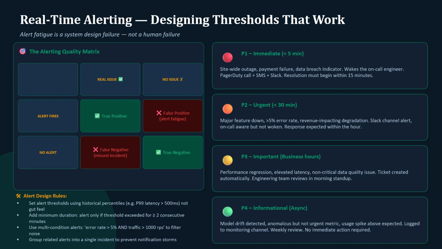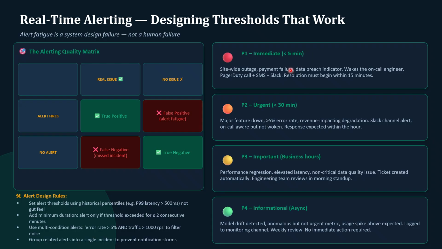Like the alerting quality matrix, which is in the left frame, this is a decision problem with 4 outcomes. You have to maximize the true positives, so the real issues will be caught. And we have to minimize the false positives, the non-issues that generate alerts, and minimize the false negatives, so the real issues that are being missed out.